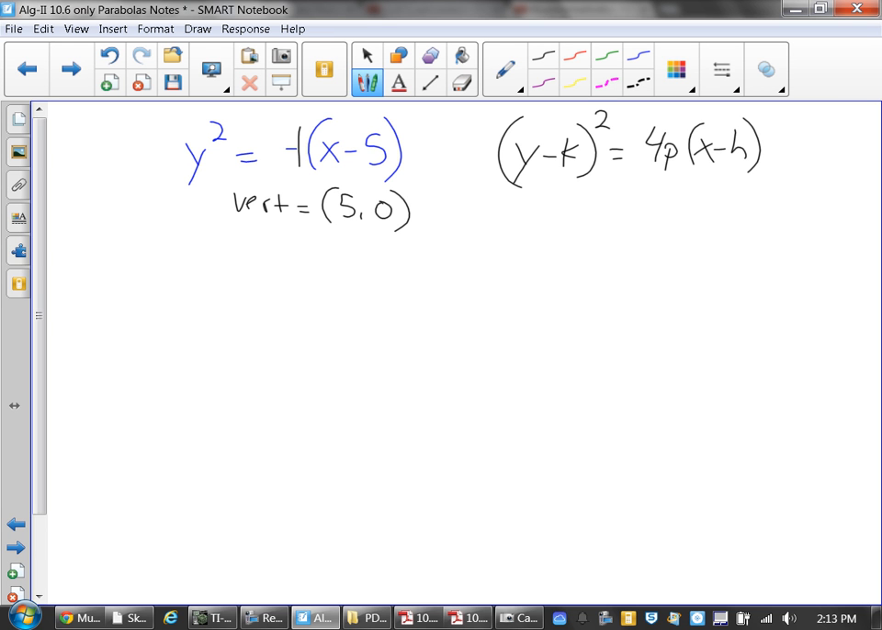So I plot it. Now I've got to figure out where this p value is. What do I have to set equal to 4p? Negative 1. I set negative 1 equal to 4p. So what's p? Negative 1. Good. So now we have a y-squared parabola with a p-value that's negative. What direction? Down. I mean, left. Left.